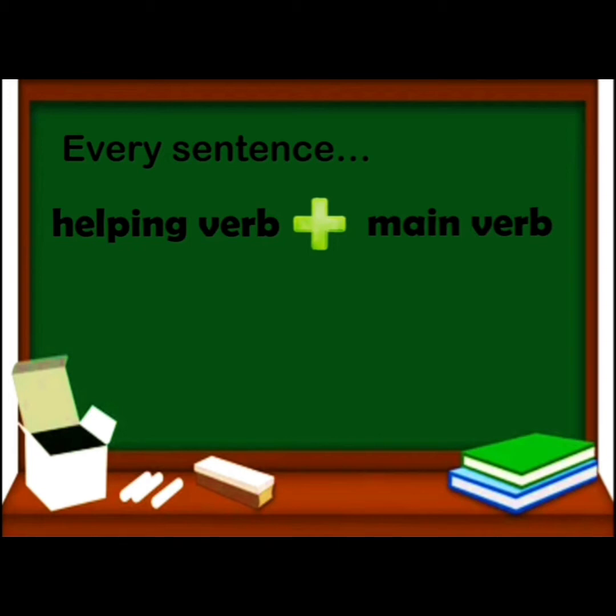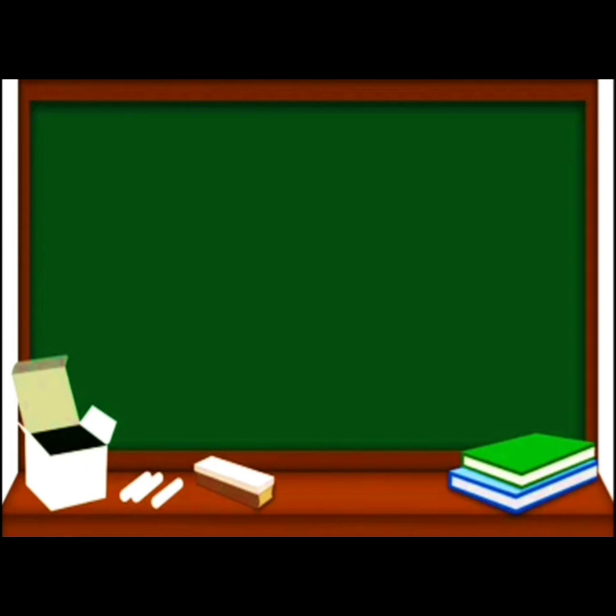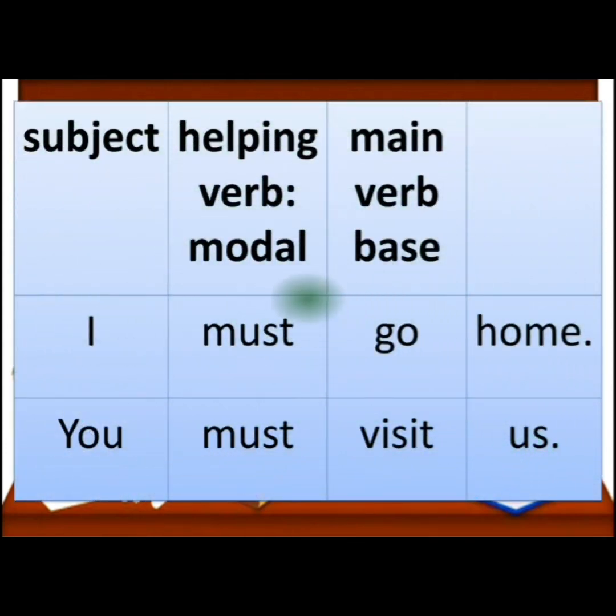And always remember that every sentence has a main verb. Therefore, even if we don't have a helping verb like a modal, a sentence is still in its complete form. You may take a look at this example. We have the first sentence, I must go home. I is the subject, go is the main verb, and home is an object. I go home is a complete sentence, plus the helping verb or modal must.